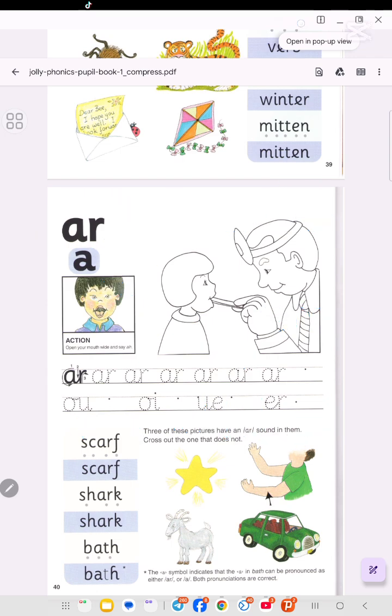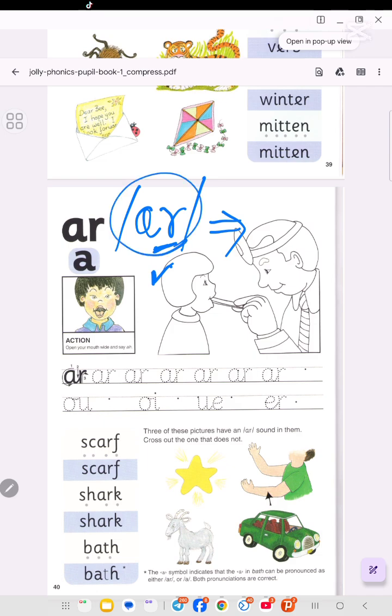Okay, so today A and R come together. How do we pronounce the AR sound? AR makes the sound R. So when A and R come together, what sound do they make? R. So AR is an R-controlled sound.